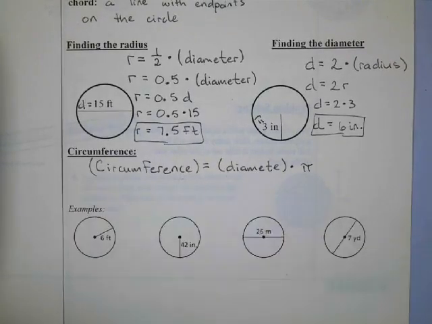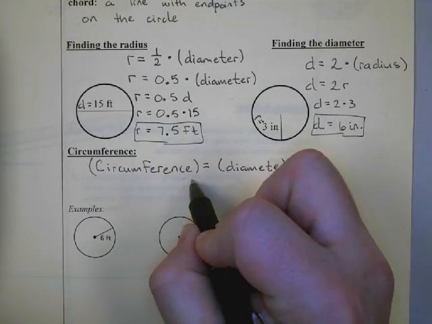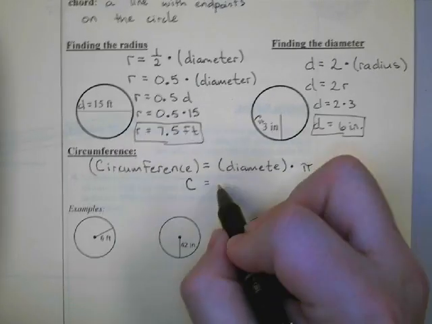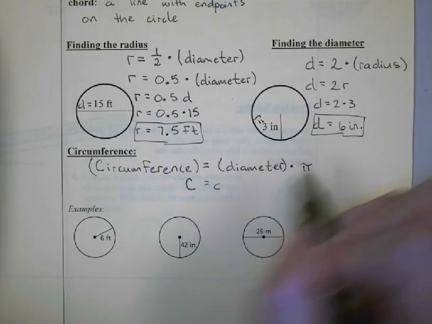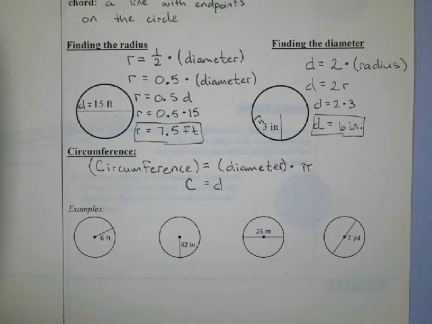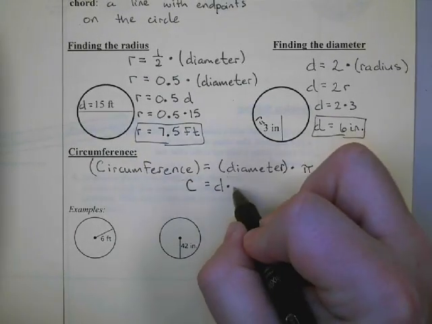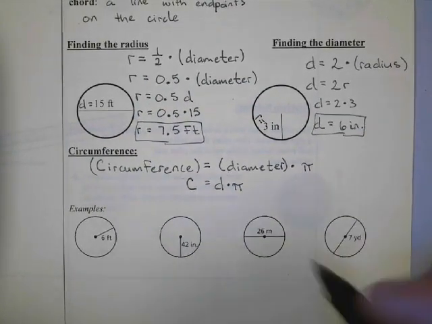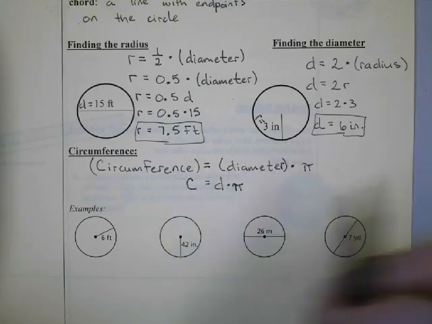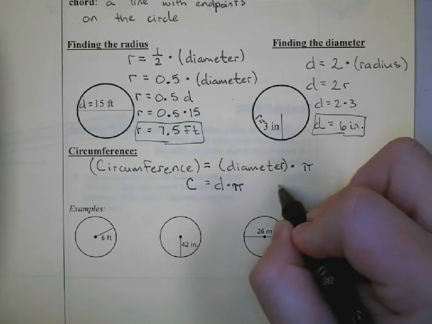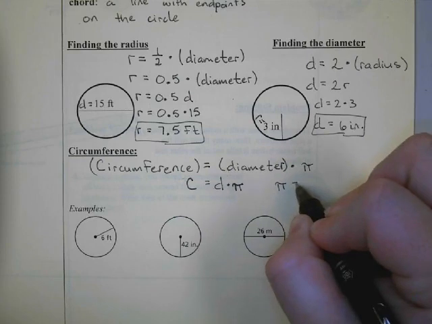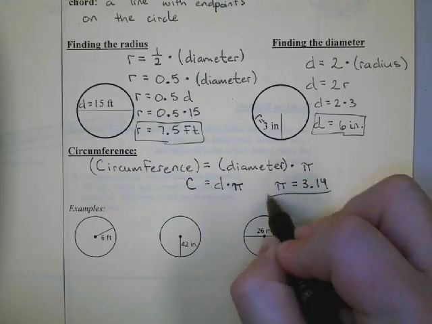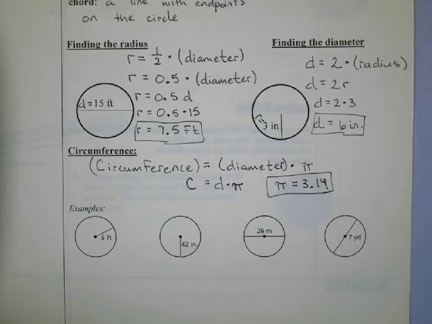But we can shorten these again, so I'm going to shorten circumference with the letter C. I'm going to shorten diameter with the letter D. And then we'll multiply it by pi. For us, since pi is a number that is a decimal that goes on forever, we will always just shorten it up, and we will use pi is equal to 3.14. So anytime we have to type it in our calculator, we will use this value.